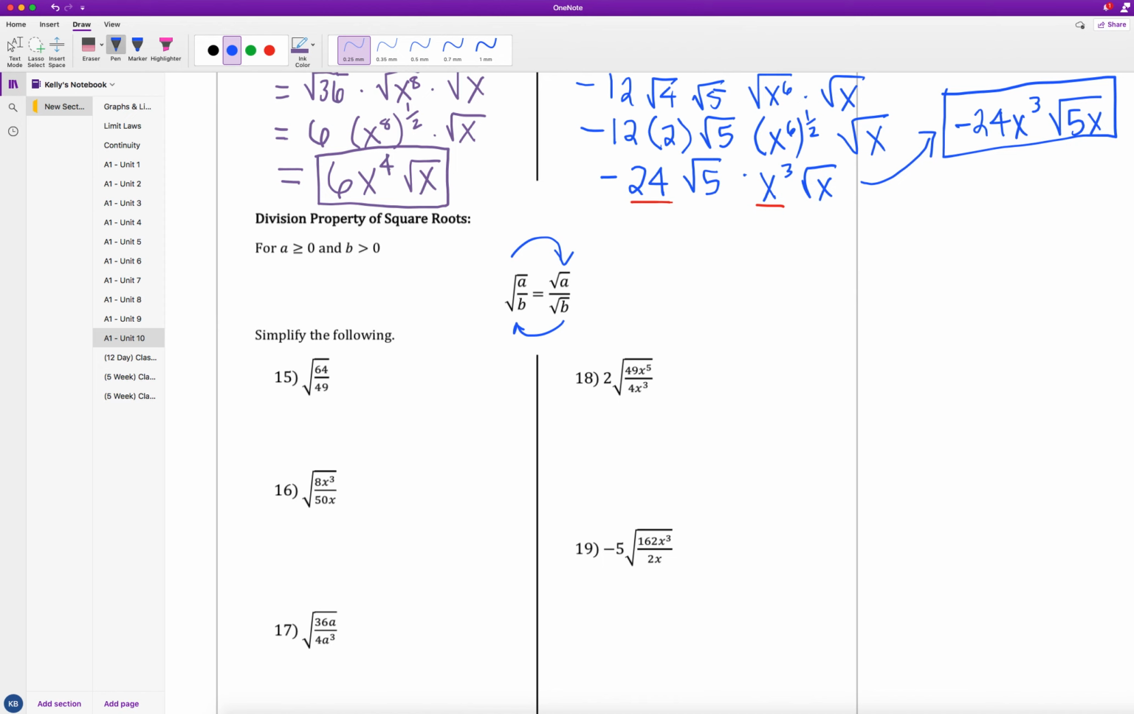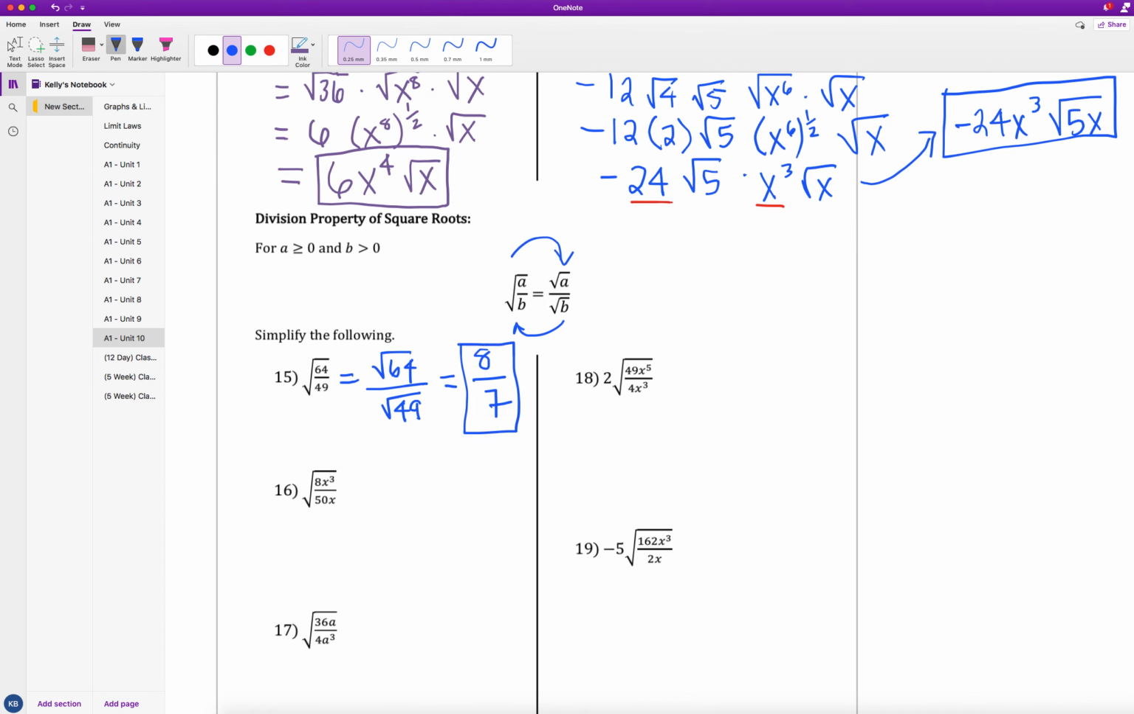15 says the square root of 64 over 49. I'm going to go ahead and break this apart into the square root of 64 over the square root of 49. The reason being is 64 and 49 are both perfect squares. So now that they're individually each inside their own square root, the square root of 64 is 8, the square root of 49 is 7, and I end up with 8 over 7. And that would be our final answer.